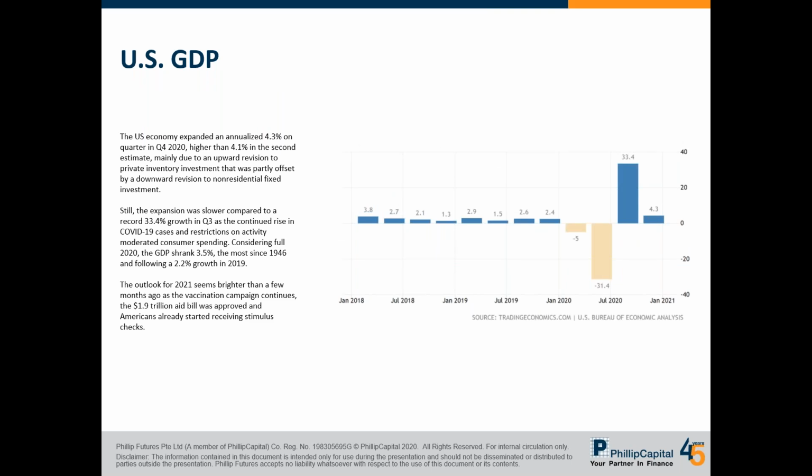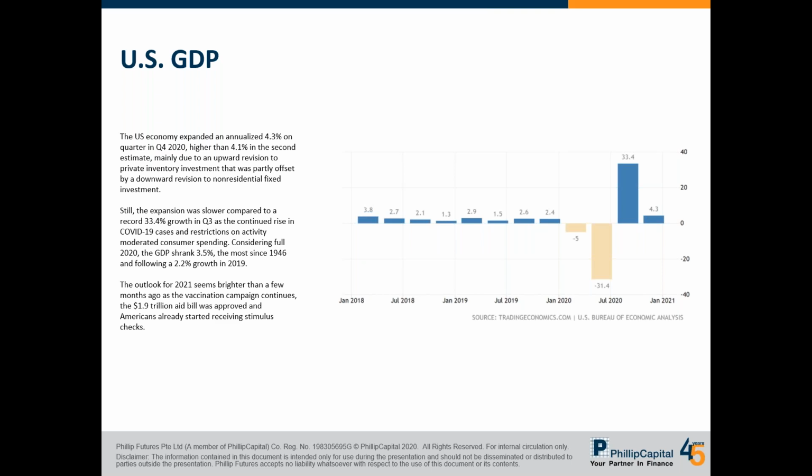Next we look at US GDP. The US economy expanded at an annualized 4.3% on quarter in the last quarter of 2020, higher than 4.1% in the second estimate. This is mainly due to an upward revision to private inventory investments that was partly offset by the downward revision of non-residential fixed investments. In a nutshell, it means that the expansion was slower compared to the record 33.4% growth in the third quarter. However, it continued to rise, though rising COVID-19 cases and the restrictions on activity moderated consumer spending. Considering the full year 2020, the GDP shrank 3.5%, the most since 1946.